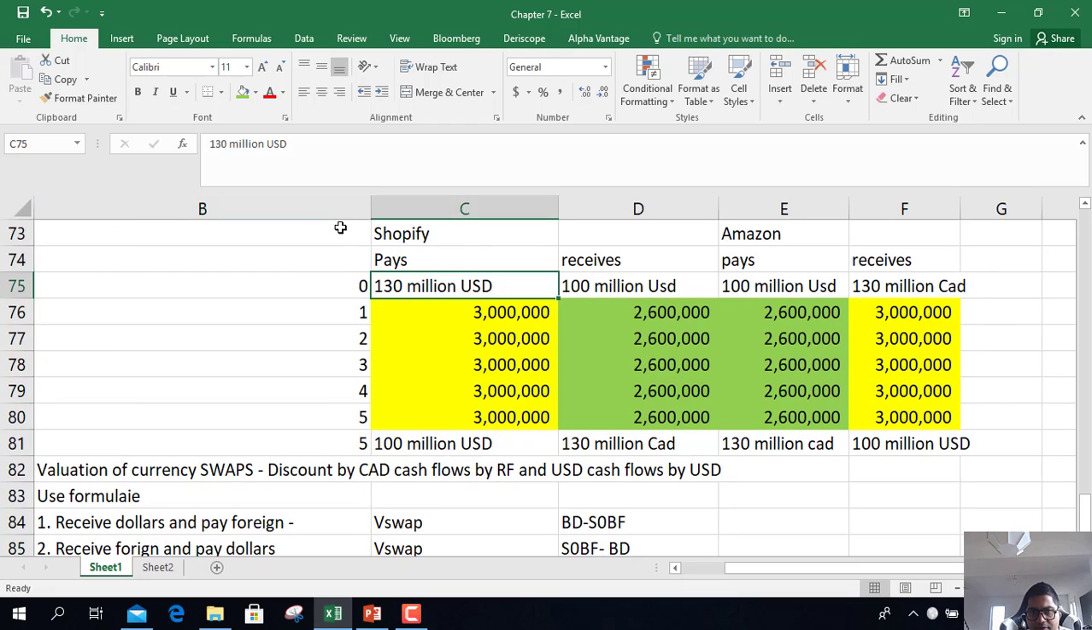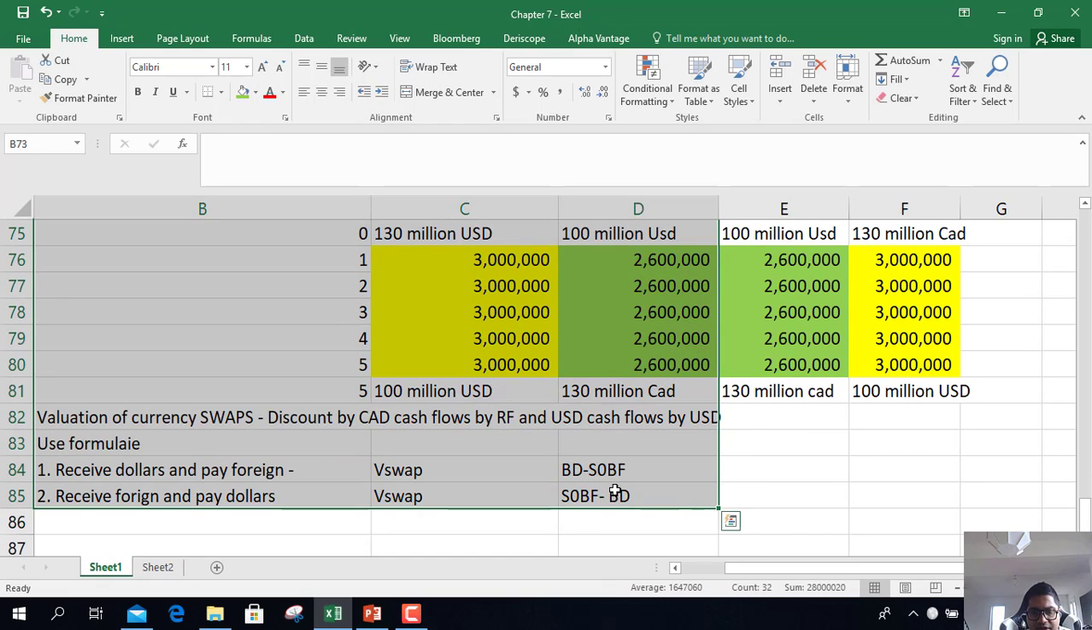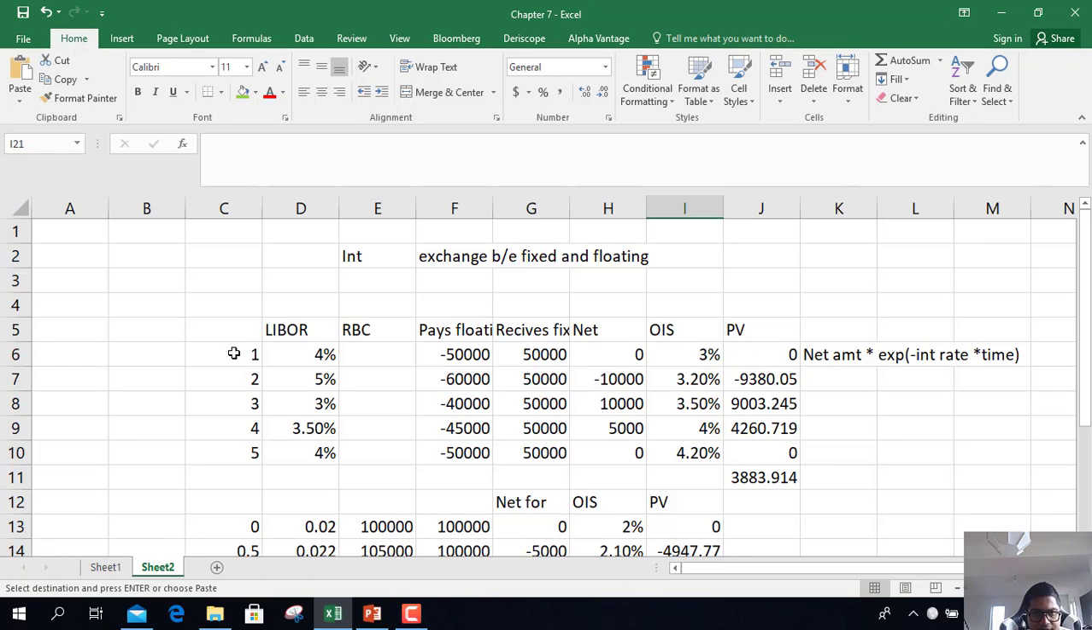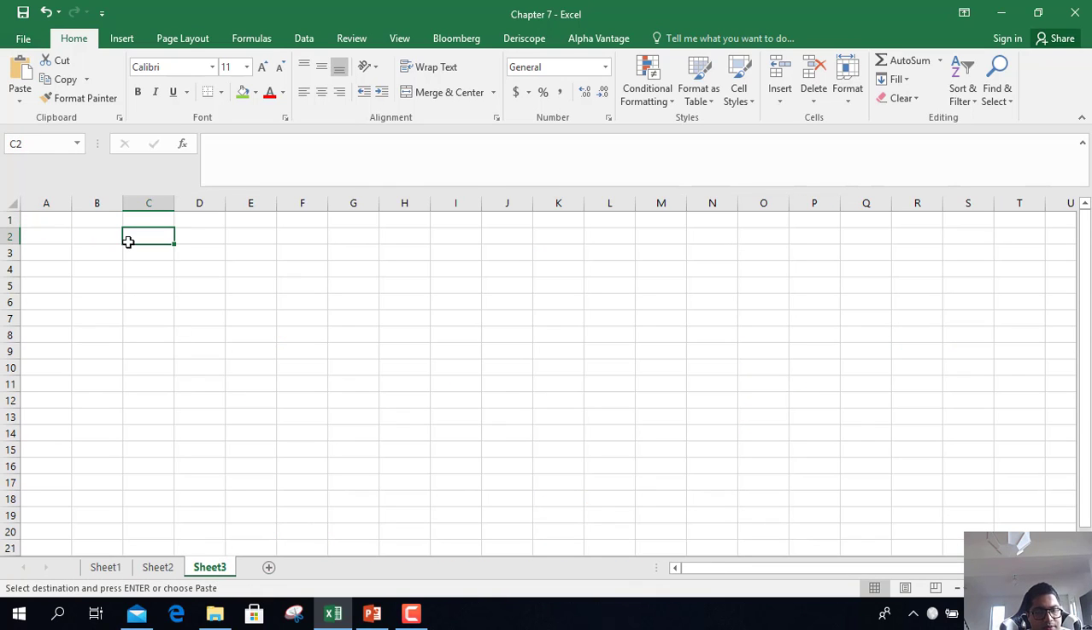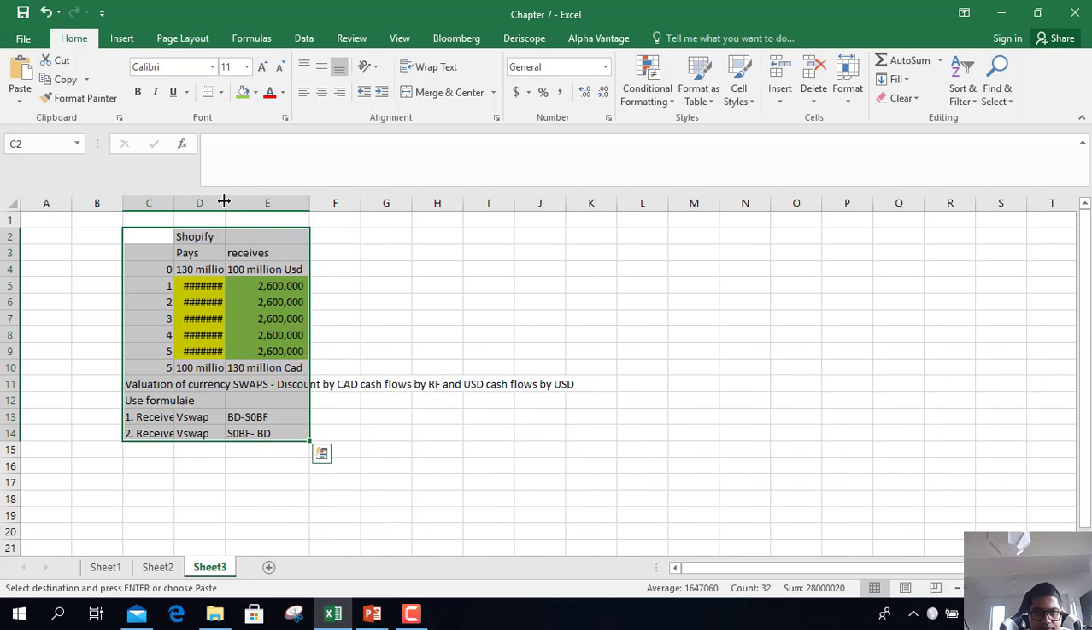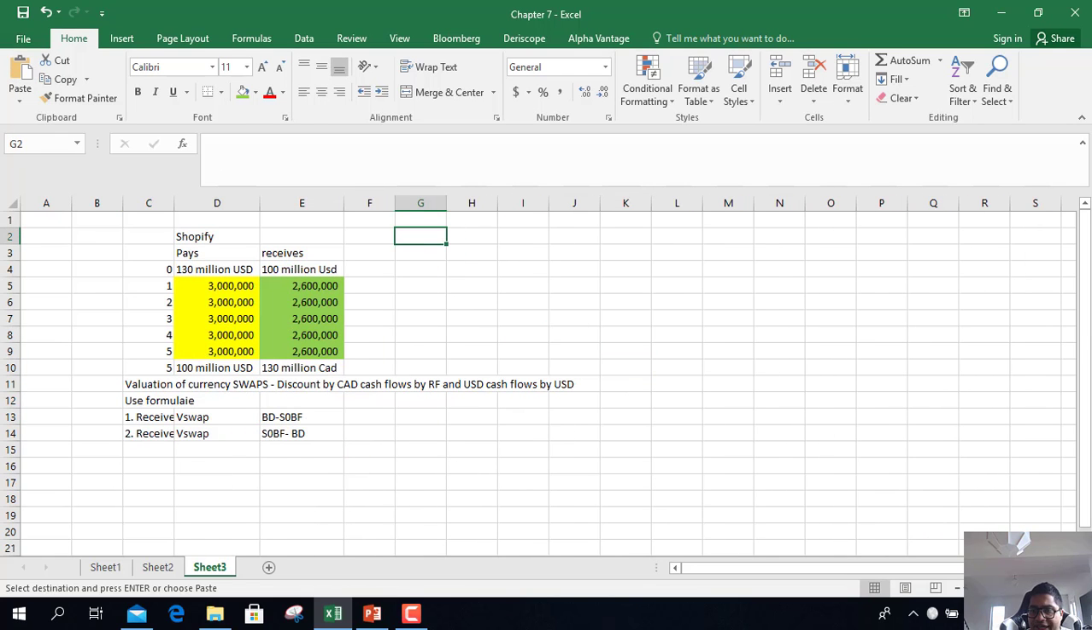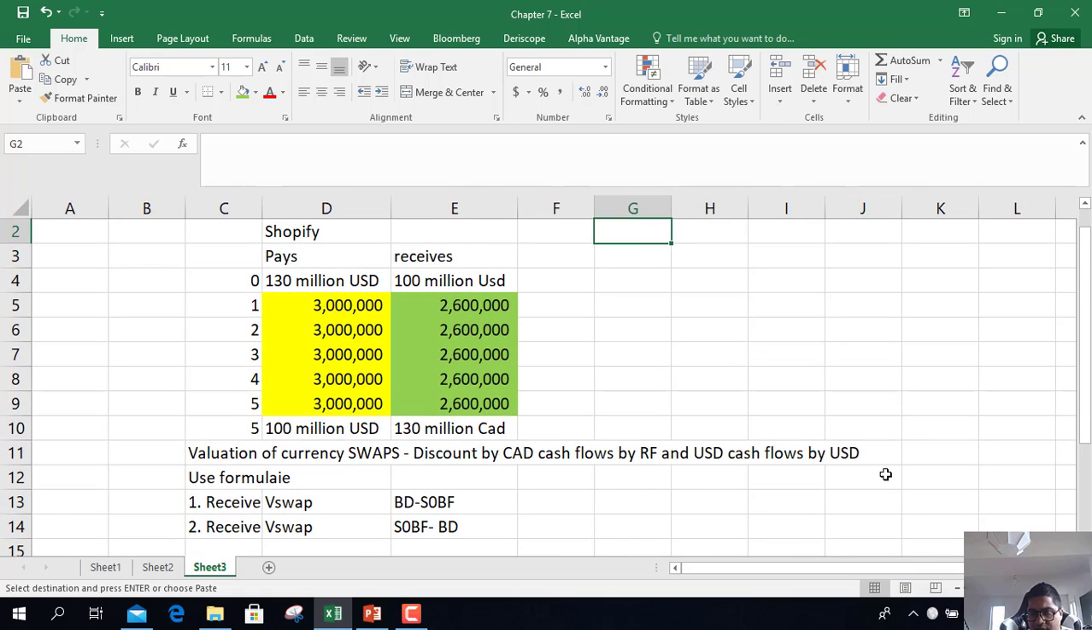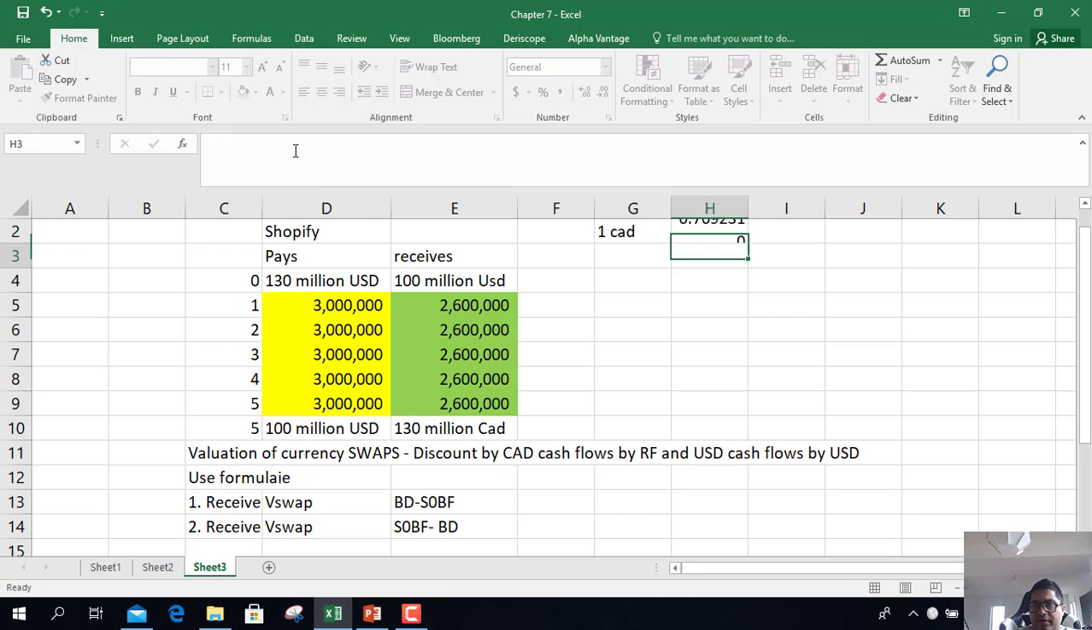Let's take this example. I'll copy this somewhere else and let's calculate the value of a currency swap. First of all, you need the exchange rate in terms of US dollars. So 1 Canadian dollar equals 1 divided by 1.3 US dollars. So the exchange rate is 1 divided by 1.3, not 1.3. So 1 Canadian dollar is 0.7692 US dollars.